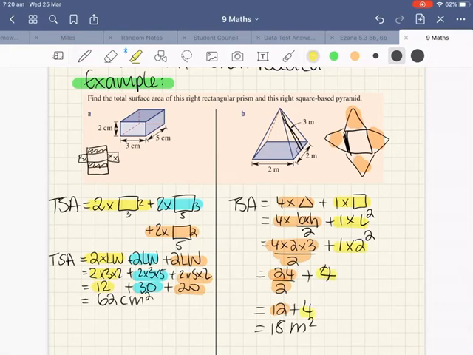So this is what we do. You just break it down into its net. If you can't visualize it, you write the TSA is equal to what in terms of how many shapes you've got. Sub it all in with your area formulas, add it all up, and get your final answers, where our answers are in metres squared, centimetres squared, or units squared.